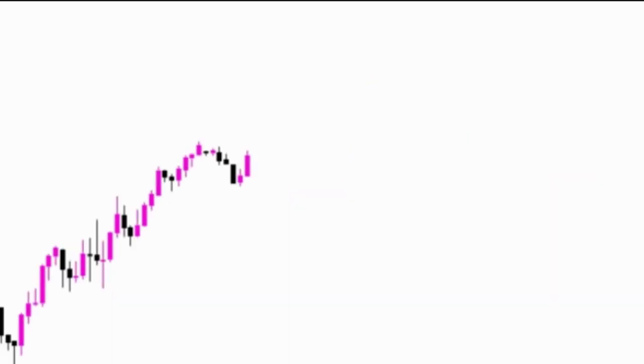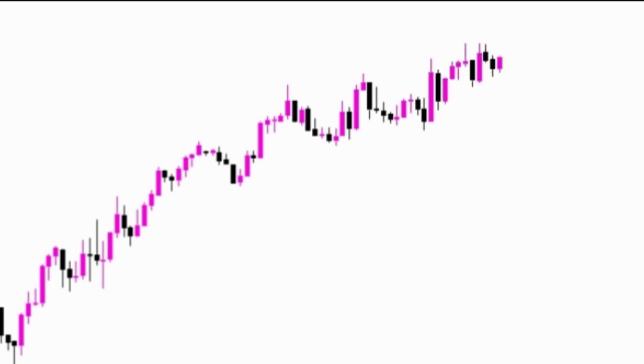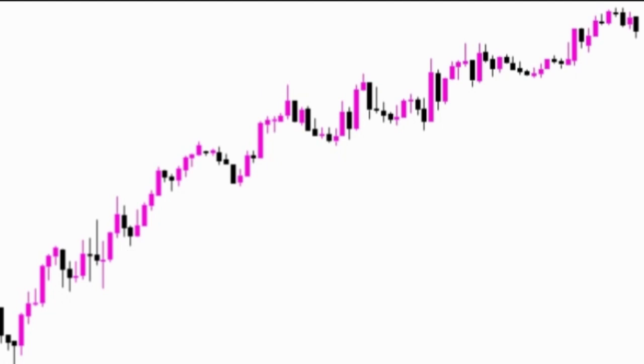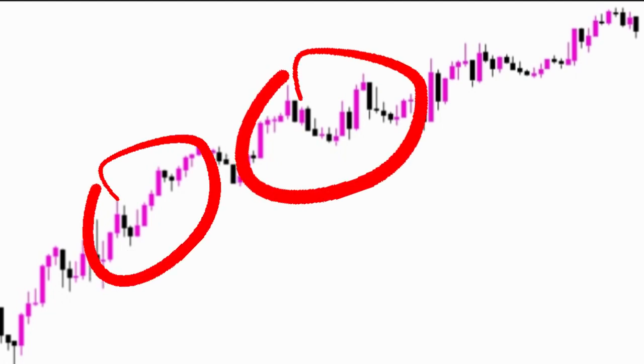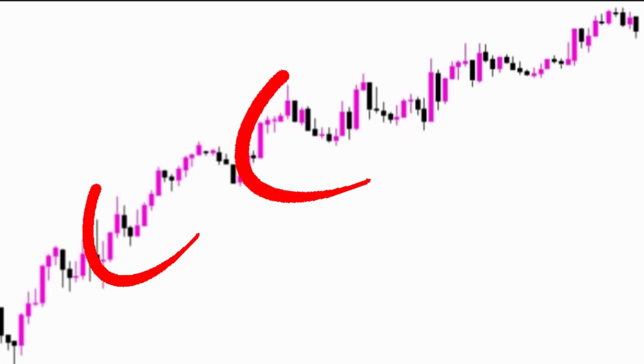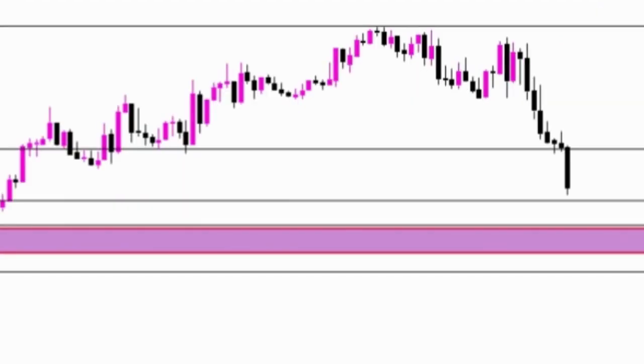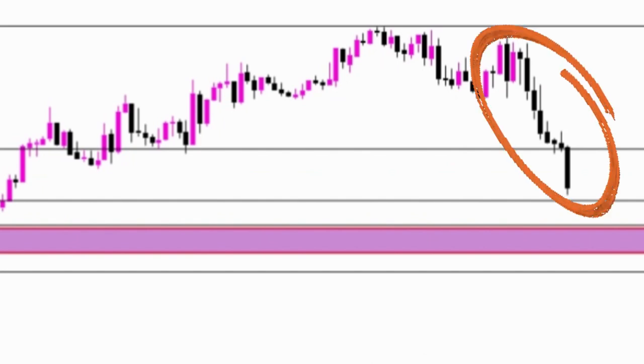So, here we have the Euro-Canadian dollar chart on 1-hour time frame. We can see market making a series of higher highs and higher lows, which is why we can say that the market is going through a bullish phase. We can see market creating these big bullish anchor candlesticks which moved the price quickly to the upside. And then, we see market making a pullback here.